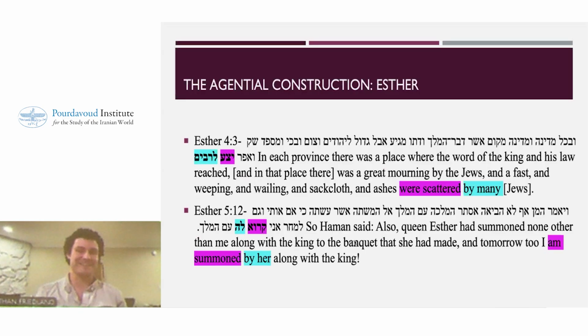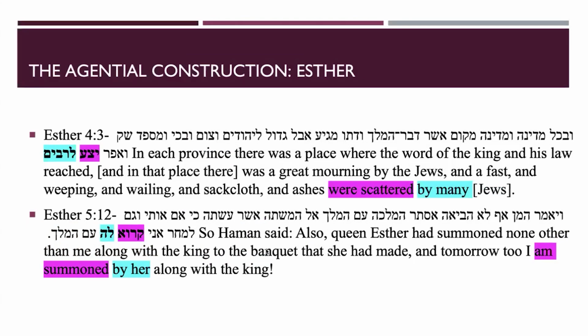And again, I'm translating woodenly, but I suggest an active connotation. Starting with Esther 4:3, in each province there was a place where the word of the king and his law reached, and in that place there was a great mourning by the Jews, and a fast, and a weeping and wailing, and sackcloth, and ashes were scattered by many Jews. And Esther 5:12, and don't worry, I will break these down individually in a second. Esther 5:12, so Haman said, also Queen Esther had summoned none other than me, along with the king to the banquet that she had made, and tomorrow too I am summoned by her along with the king.